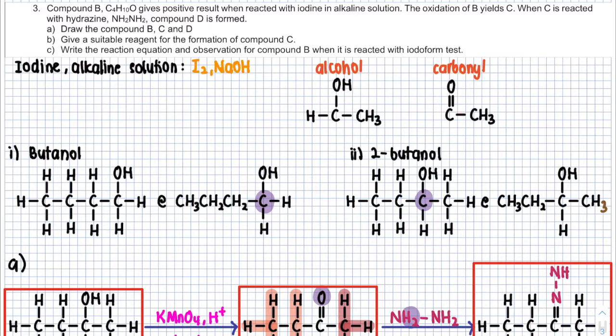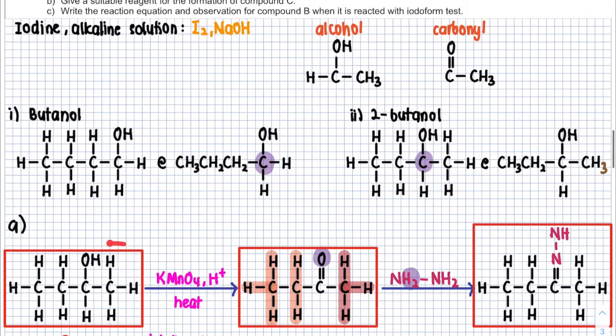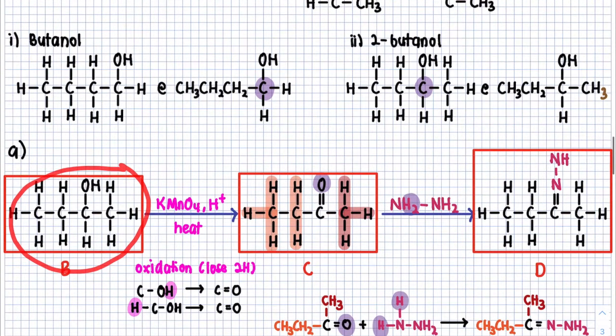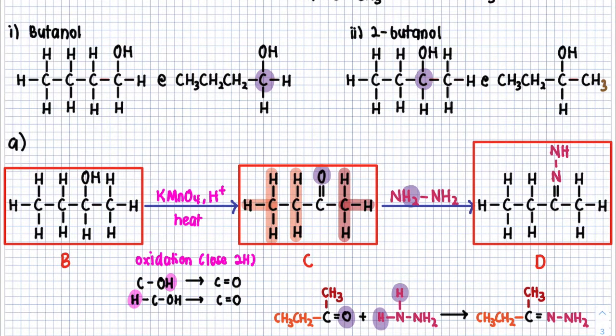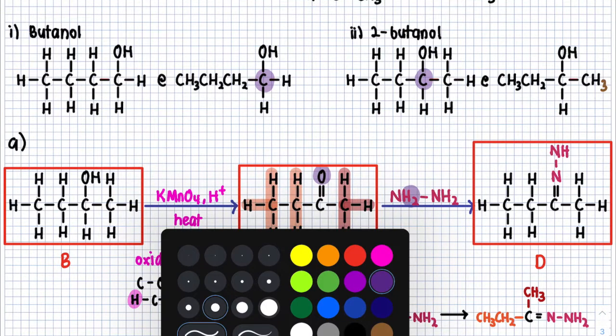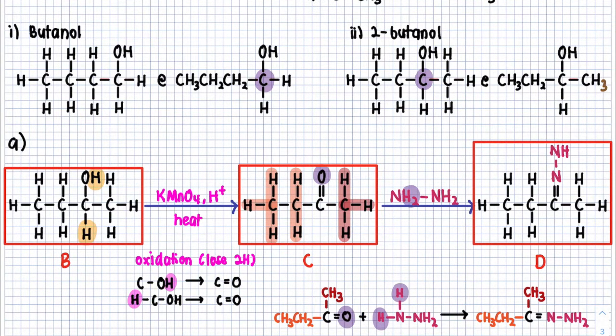Next is dia kata the oxidation of B yields C. And when C is reacted with hydrazine, compound D is formed. Okay, so kita tengok daripada sini. So A kita ni is actually our 2 butanol. Okay, so here is actually our secondary alcohol. Okay, so secondary alcohol, dia undergo oxidation. What will happen is that oxidation will leave 2 hydrogen. From COH ni akan jadi double bond O. Hydrogen that attached to carbonyl tu pun akan being removed. Okay, so what happens sebenarnya, we will remove our H here dan H here.